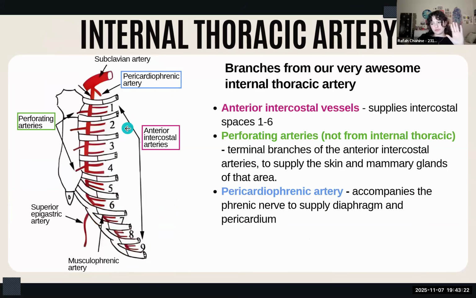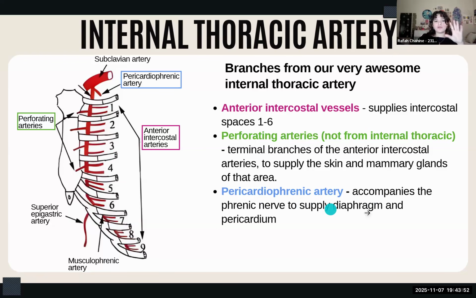We have the internal thoracic artery, right? I just told you it gives us the anterior intercostal arteries from 1 to 6, then musculophrenic, then 7 to 9. I want to talk about the rest of its branches. We talked about the anterior intercostal. Now, we have perforating arteries from the anterior intercostal. This is not technically a branch from the internal thoracic. This is from the anterior intercostal. These perforating arteries perforate and supply portions of the skin and breast tissue, aka the mammary glands, of the specific area that they're going to.